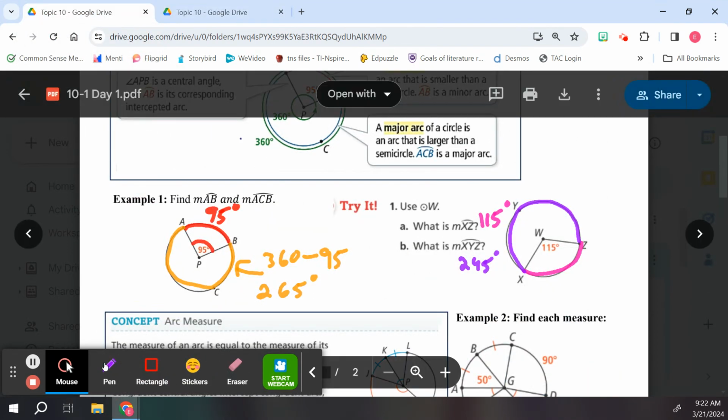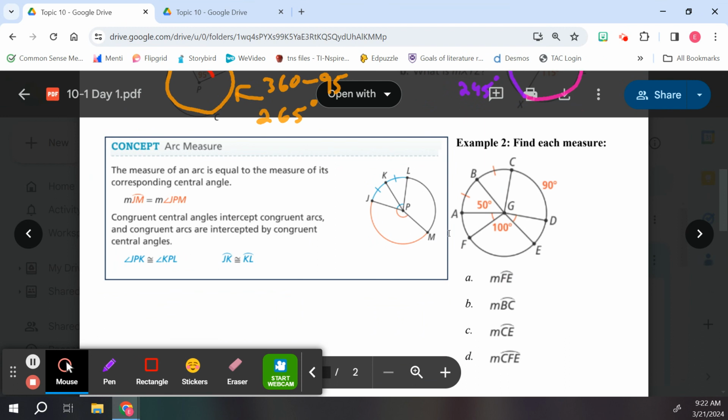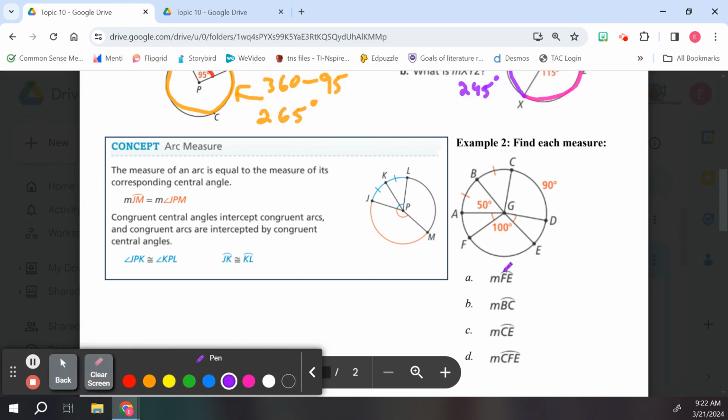And now let's take a look at example 2. It says find each measure. So we're looking for the measure of arc FE. So here's F to E. That's just 100 because its central angle is 100 degrees. If we're looking for BC, this is the arc we're talking about, but we know it's congruent with AB. Now AB is going to be 50 because of that central angle, making this also 50 degrees.